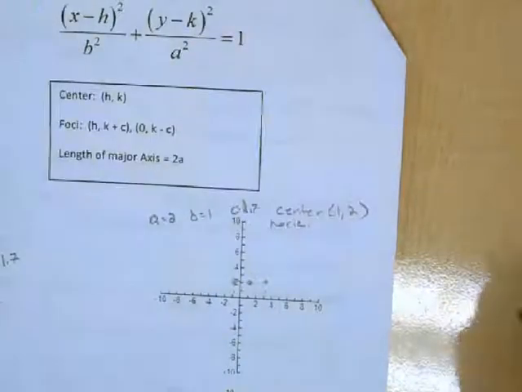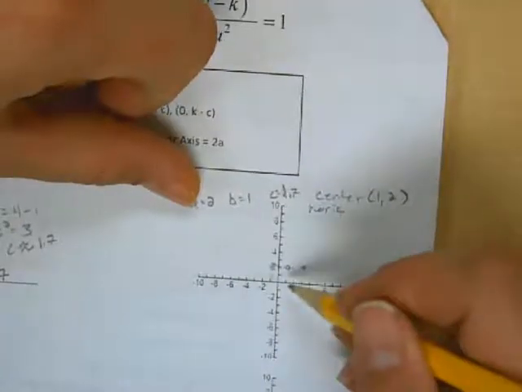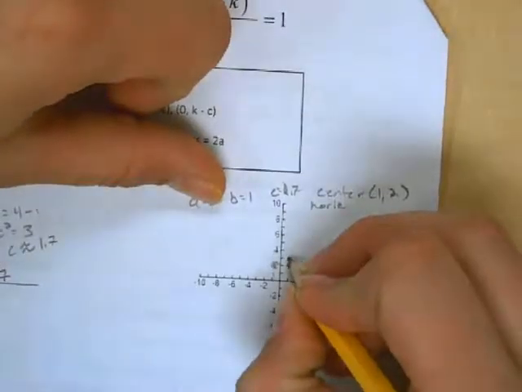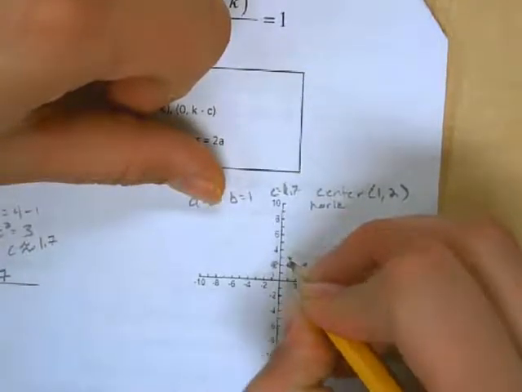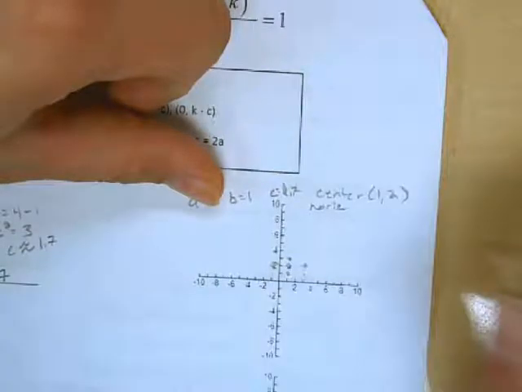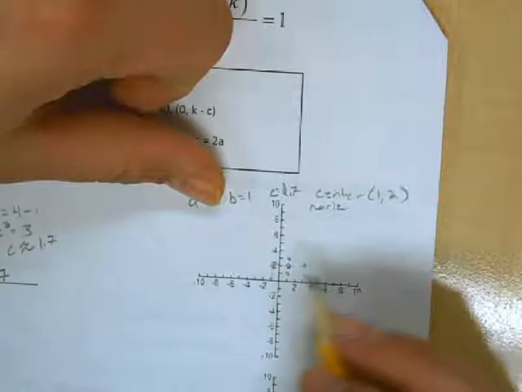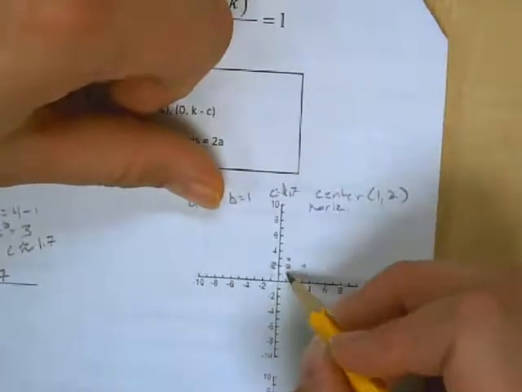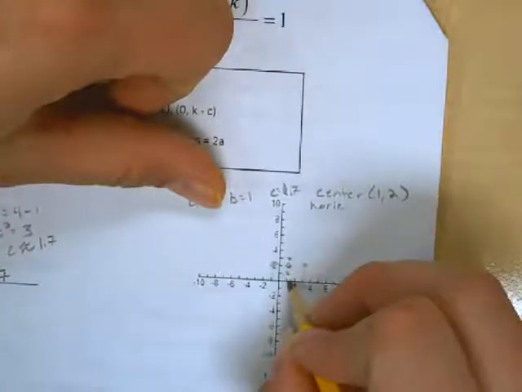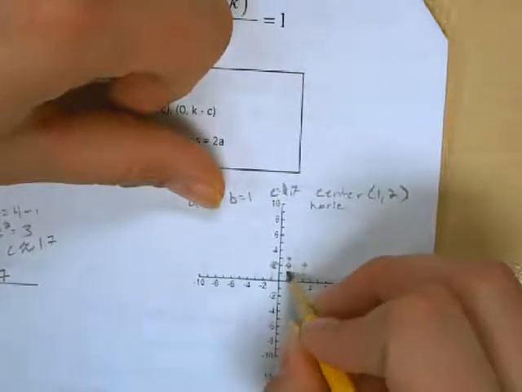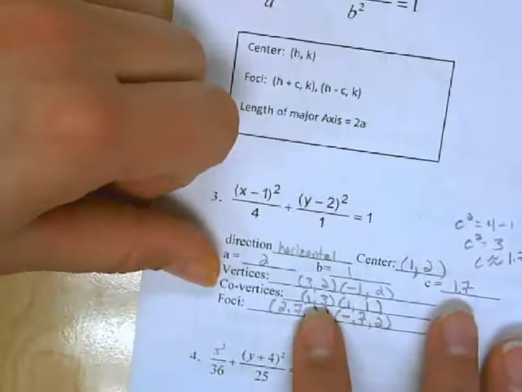So, we're good there. Now the next part, we go up 1 and down 1 for those b values. It's going to be a tiny little bitty ellipse. So I've got those now, and I would write those down: when x is 1, y is 3, and when x is 1, y is 1. That should have been our co-vertices, 1, 3 and 1, 1.